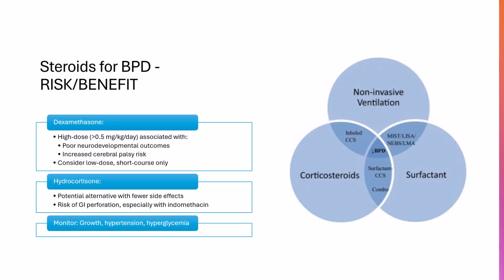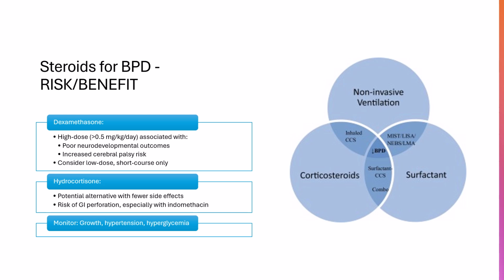The risk-benefit profile of steroids for bronchopulmonary dysplasia is a high-yield topic. Dexamethasone, particularly at higher doses, over 0.5 milligrams per kilogram per day, has been associated with poor neurodevelopmental outcomes and increased cerebral palsy risk. Current practice favors lower doses for shorter courses only when the respiratory benefits clearly outweigh the risks. Typical candidates are ventilator-dependent infants at high risk for chronic lung disease.